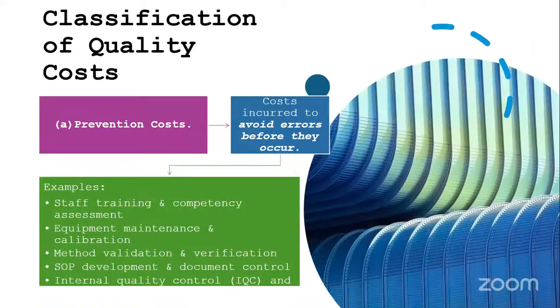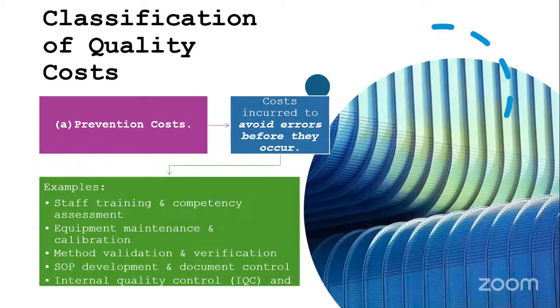So classification of quality costs. How do we classify quality costs? Number one, we have prevention costs. Prevention costs are costs incurred to avoid errors before they occur. These are costs attached to processes aimed at avoiding errors before they occur.